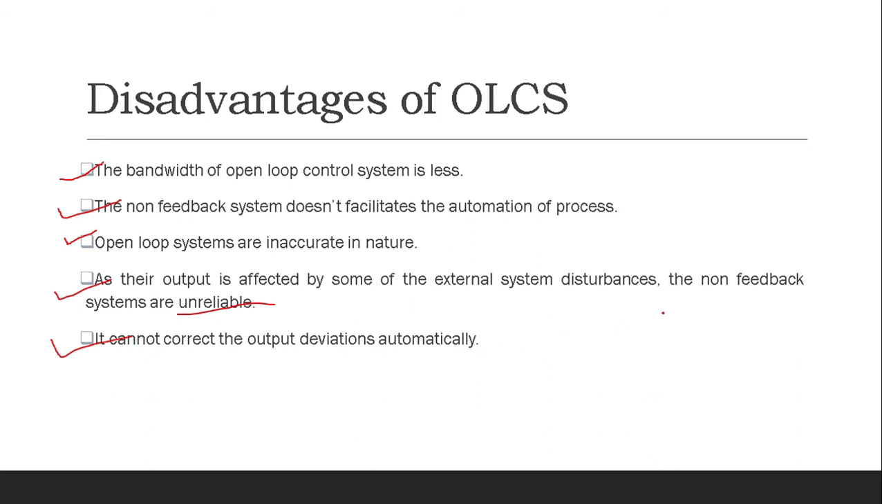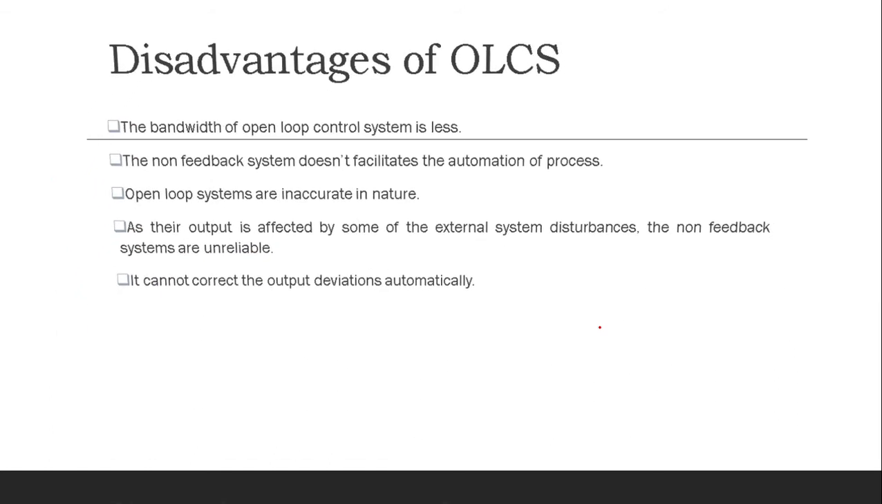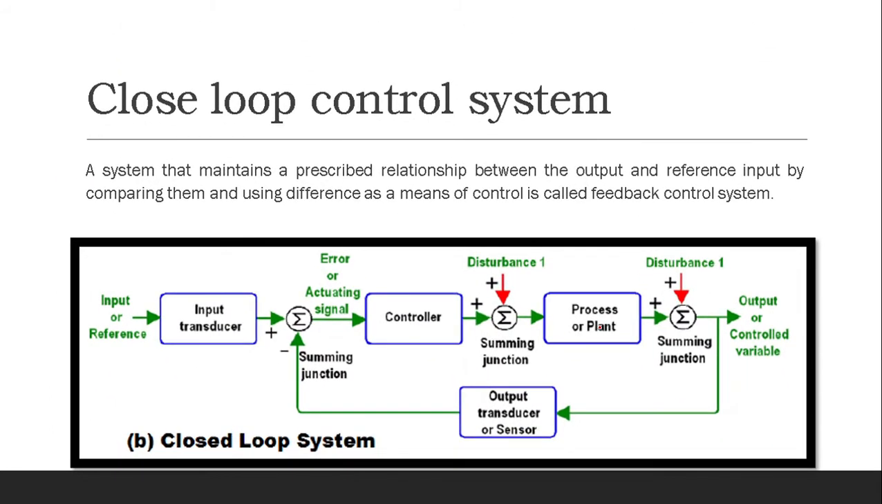Okay. Now let us start our discussion of closed loop control system. This is very much important. So a definition says a system that maintains a prescribed relationship between the output and the reference input by comparing them and using the difference as a means of control is called feedback control system.